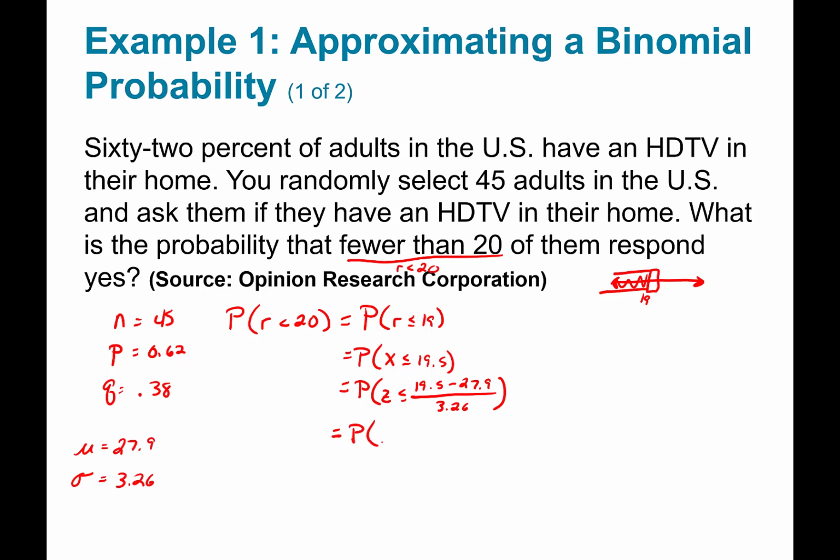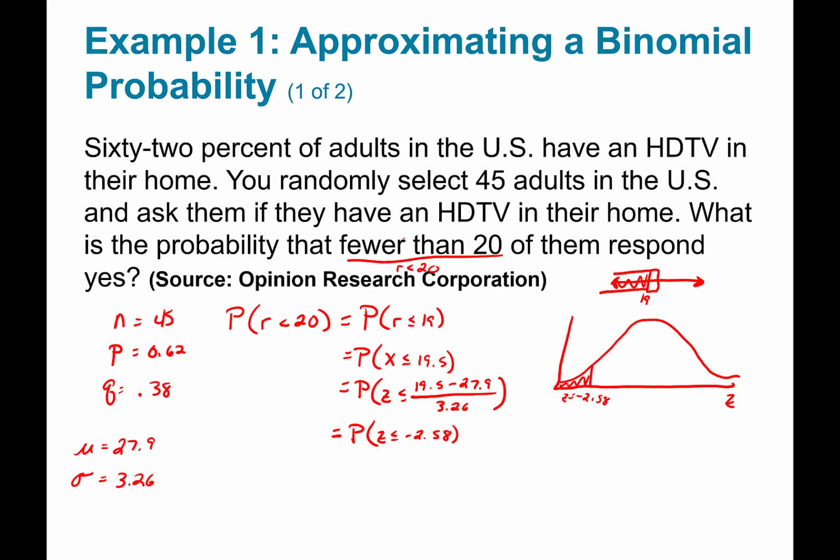So this becomes the probability that z is less than or equal to negative 2.58. So now let's sketch our normal distribution and see what we're looking at. So here's our z distribution. Negative 2.58 is about here, and we want less than or equal to, so we're looking for the area to the left.